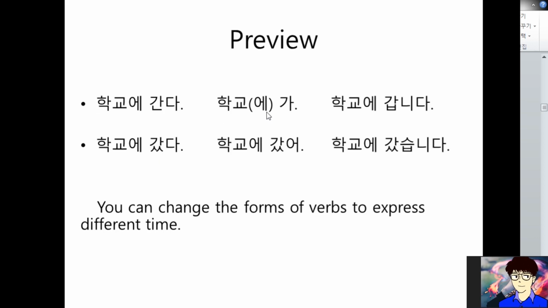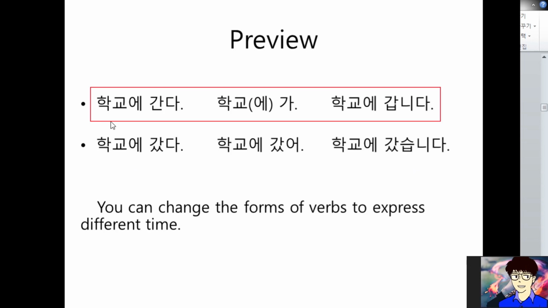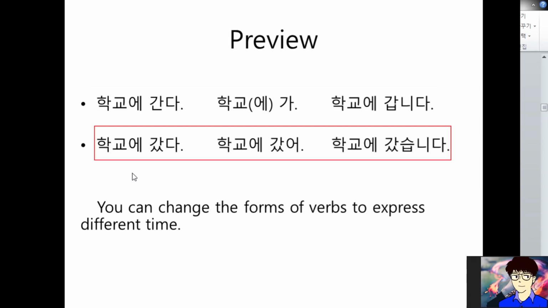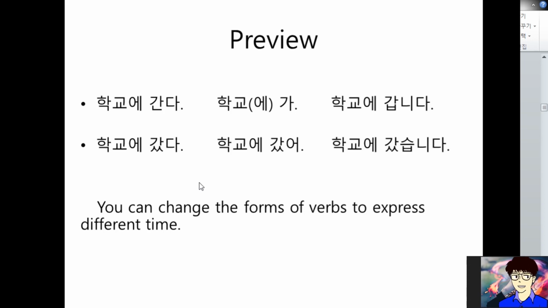Okay, you can see 6 sentences, right? 학교에 간다. 학교에 가. 학교에 갑니다. 학교에 갔다. 학교에 갔어. 학교에 갔습니다. Right? First 3, 간다, 가, 갑니다, are present tense, and the last 3 are past tenses. Can you notice what the different part is? Yes, verbs. In the Korean language, time is always reflected in the form of verbs. That is why you should change forms of verbs to express different time. Okay? Let's take a look at present tense first.